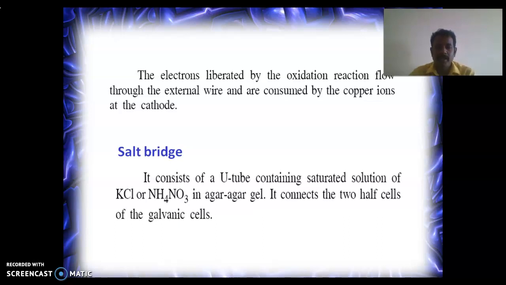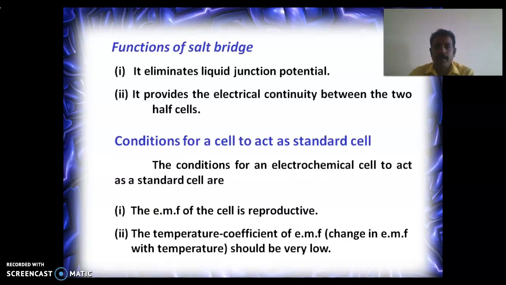A salt bridge consists of a U-shaped tube containing a saturated solution of potassium chloride or ammonium nitrate in agar-agar gel. It connects the two half cells of the galvanic cell. The functions of the salt bridge: it eliminates liquid junction potential, and it provides electrical continuity between the two half cells. This is the major function of the salt bridge.